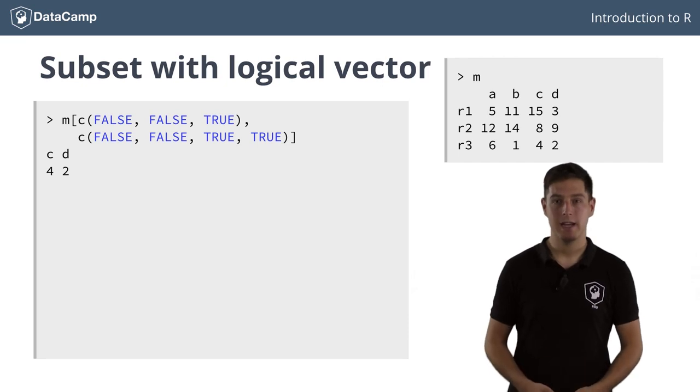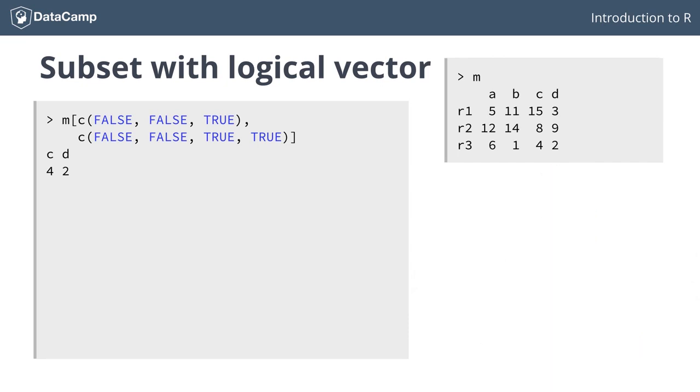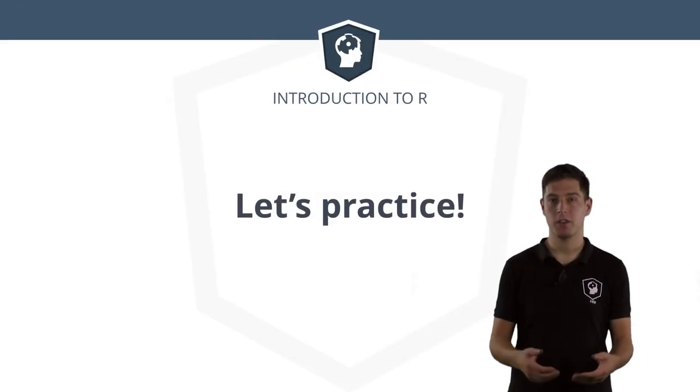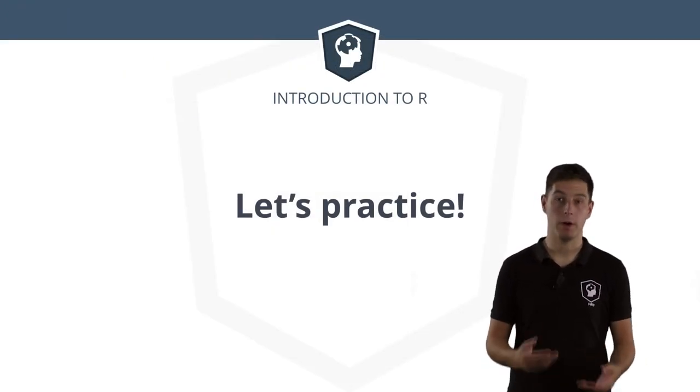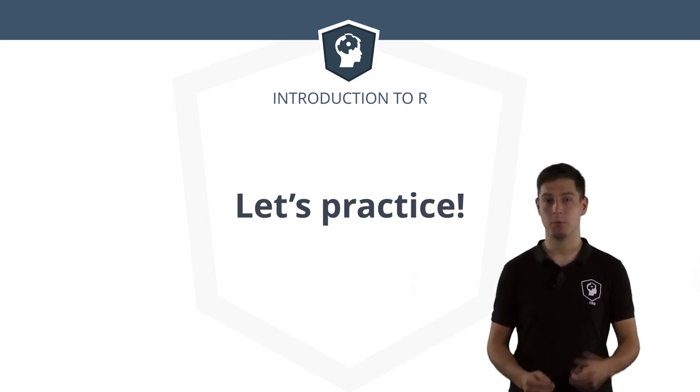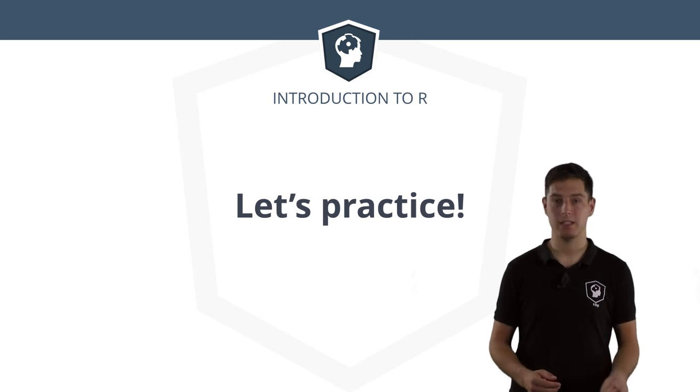The rules of vector recycling also apply here. Suppose that you only pass a vector of length 2 to perform a selection on the columns. The column selection vector gets recycled to FALSE, TRUE, and TRUE, giving the same result as before. As you can see, there's nothing new under the matrix sun. Apart from the additional dimension when you compare to vectors, all different techniques to perform subsetting and all of the technicalities remain the same.